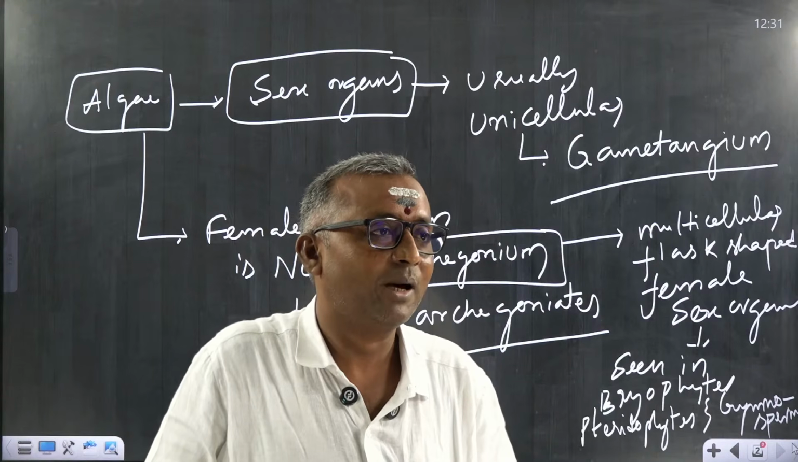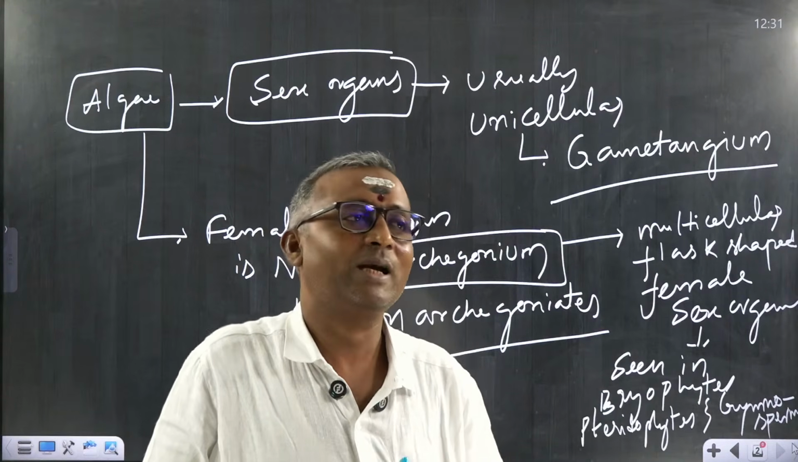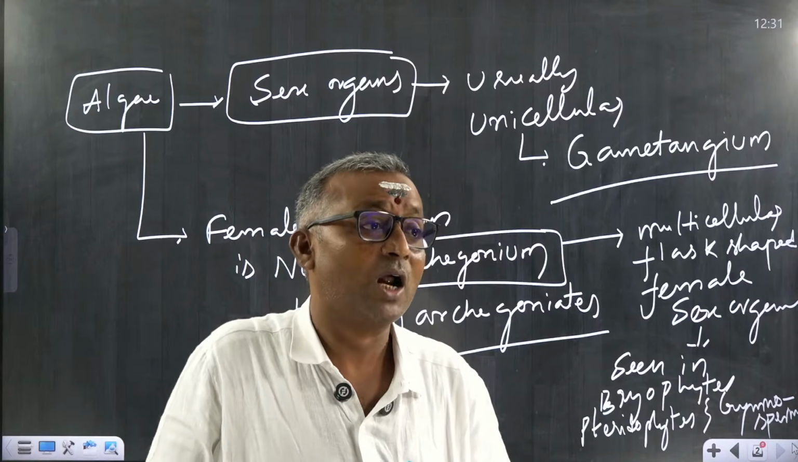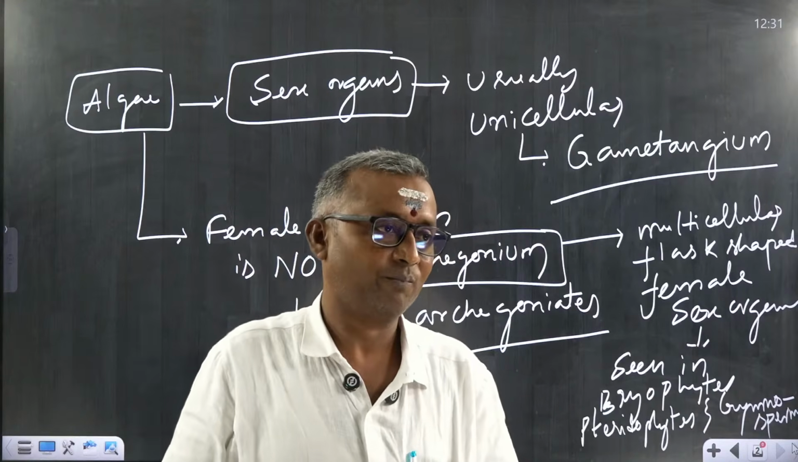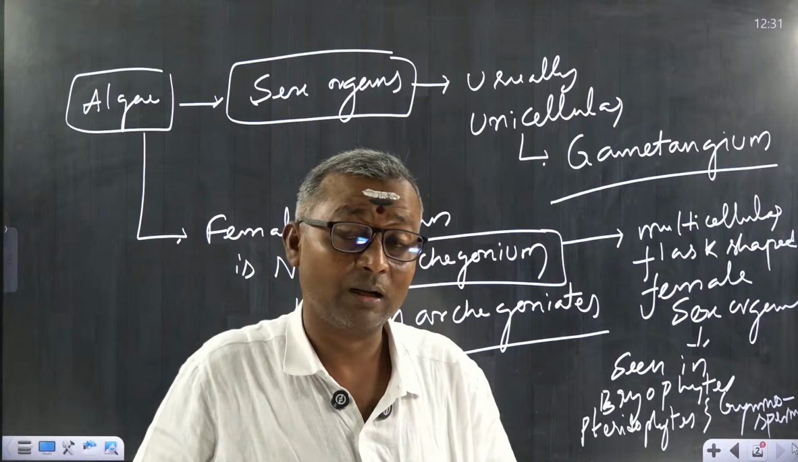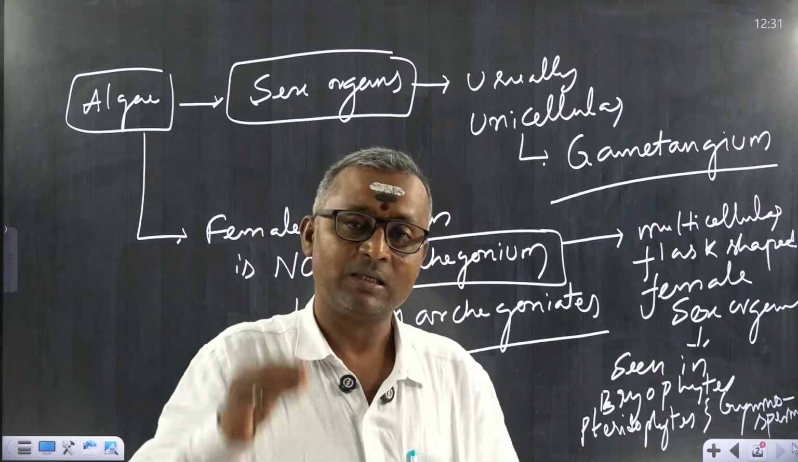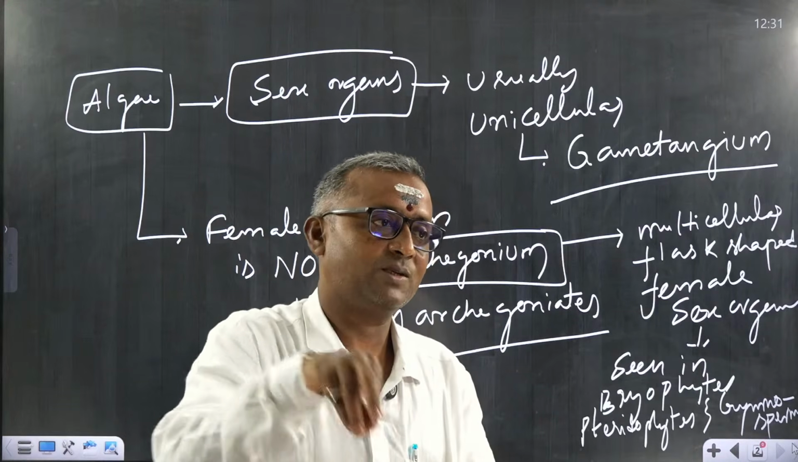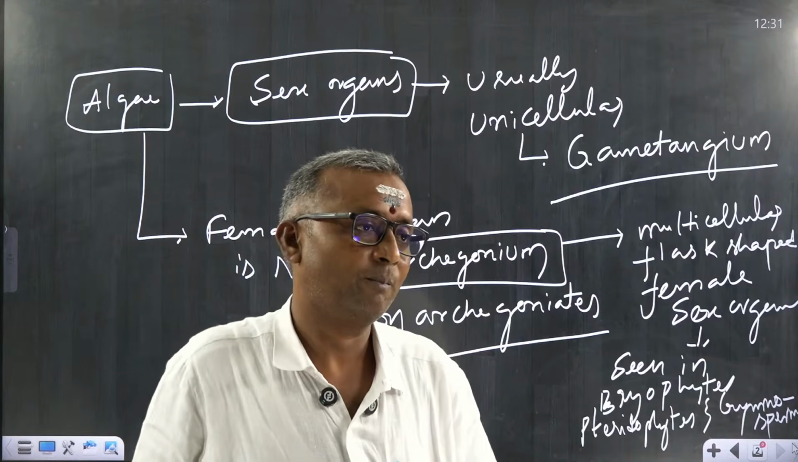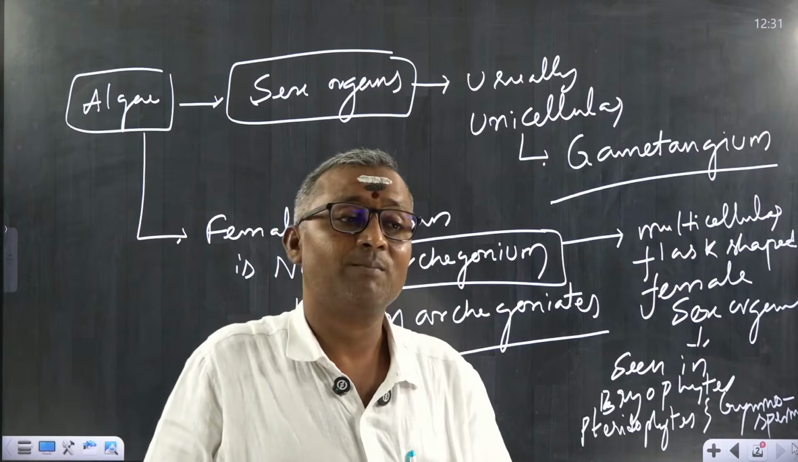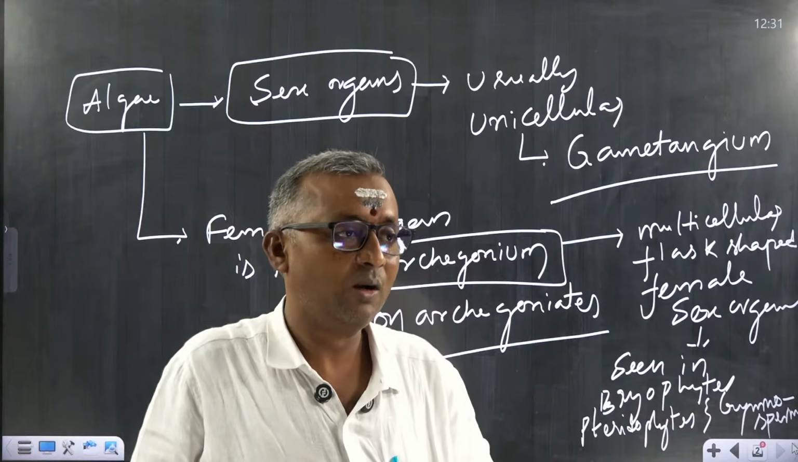What is meant by meiocyte? Meiocyte means the cell which undergoes meiosis. The cell in which meiosis takes place is called a meiocyte, simply.